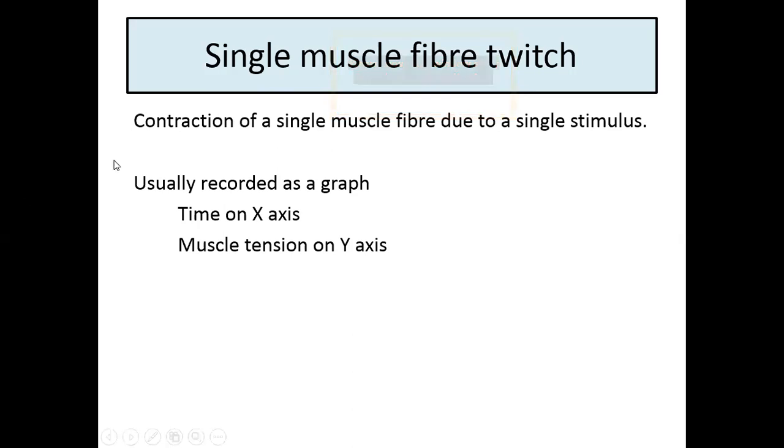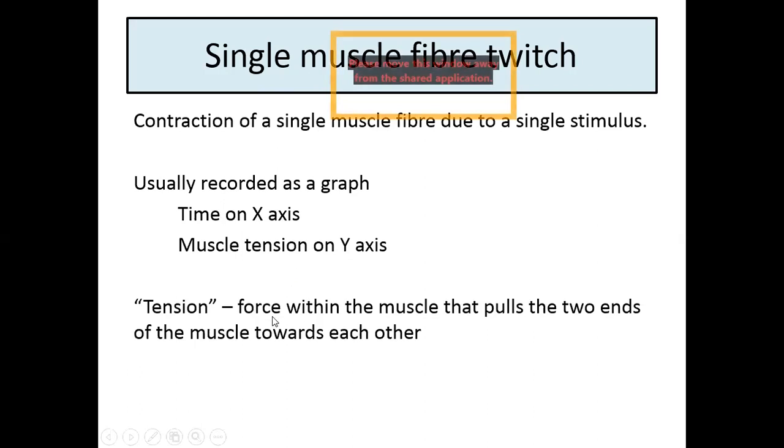X-axis denotes the time and the y-axis denotes the tension. Now, what is the muscle tension? It is the force within the muscle that pulls the two ends of the muscle towards each other. So that is called the muscle tension. So we can plot the graph and see whether there is any change in the muscle tension during contraction or during relaxation when you apply a stimulus. That is called the single muscle fiber twitch.